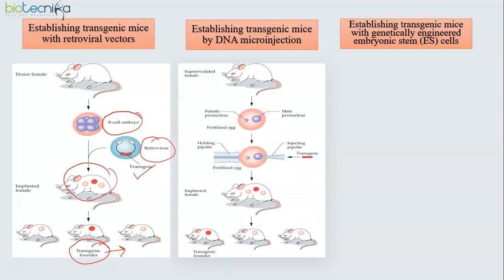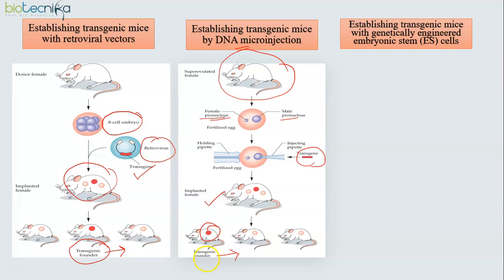The second method is establishing the transgenic mice by means of DNA micro-injection. That means we are taking a superovulated female, which can produce more than the usual number of eggs. We are taking the male pronucleus and female pronucleus. Holding with the help of a pipette, we inject the transgene into the male pronucleus, transferring into the implanted female, and it will produce the pups. Whoever carries the transgene is known as a transgenic founder, from where the transgenic lines can be established.